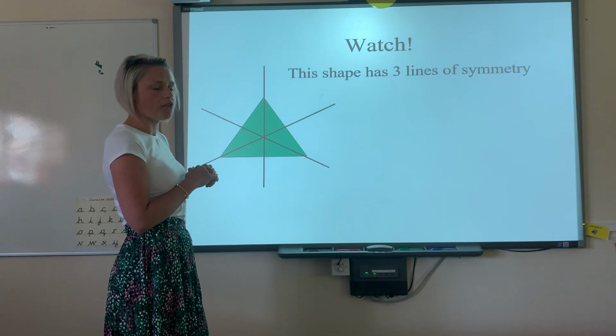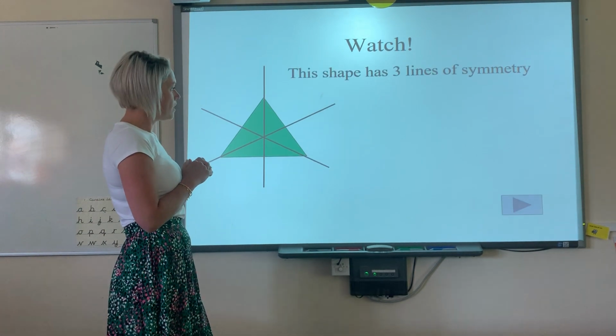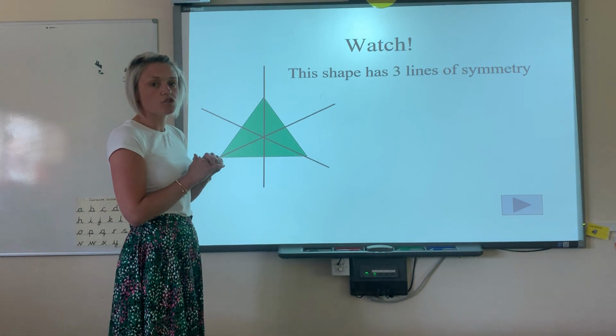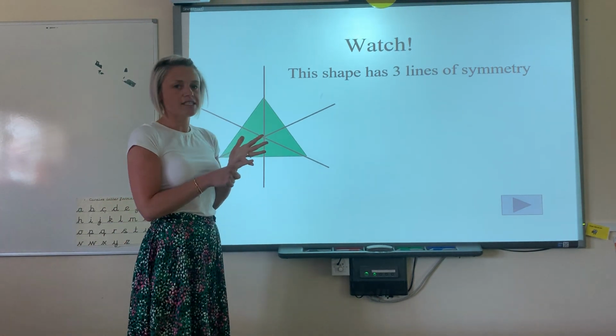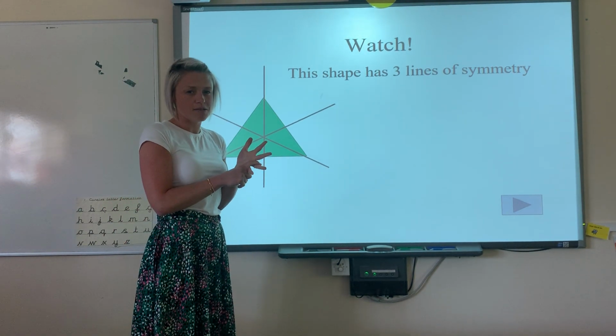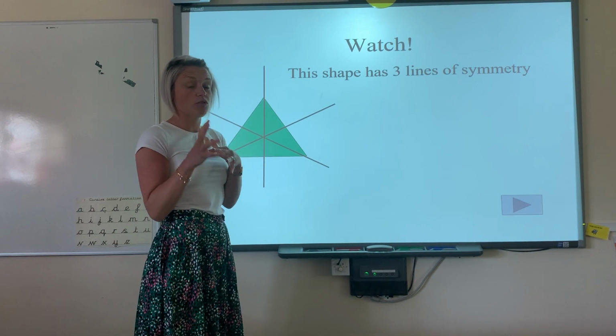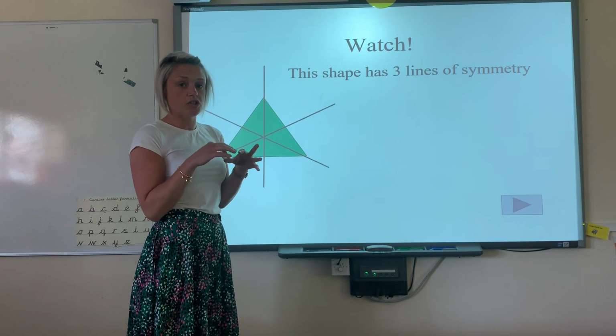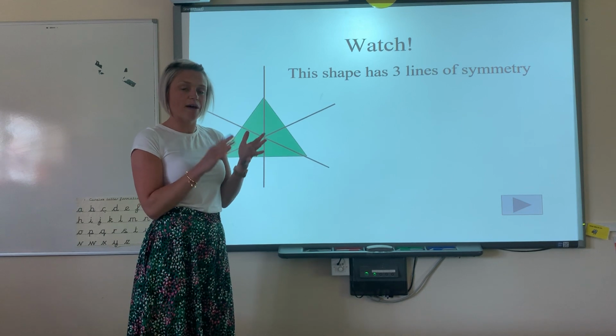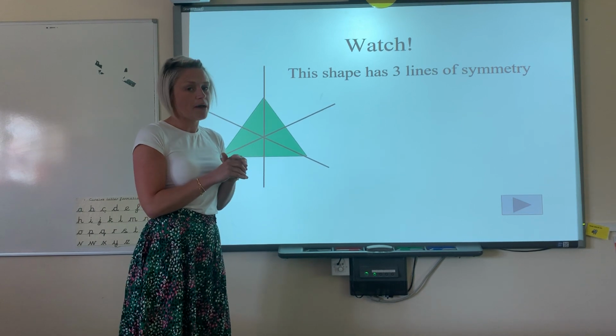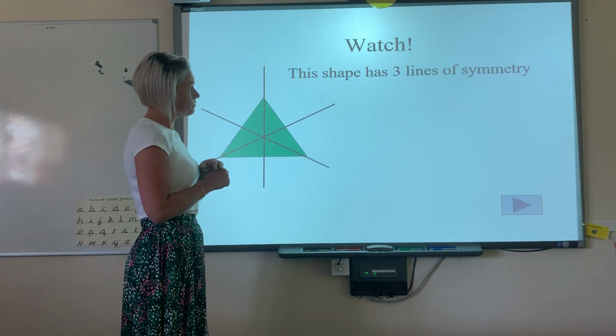Okay, so that one's got 3 lines of symmetry. So that must mean it's an equilateral triangle because it's got 3 sides and 3 lines of symmetry. And again, when you do today's task, you will notice a pattern emerging with regular shapes for their amount of sides and their amount of lines of symmetry.